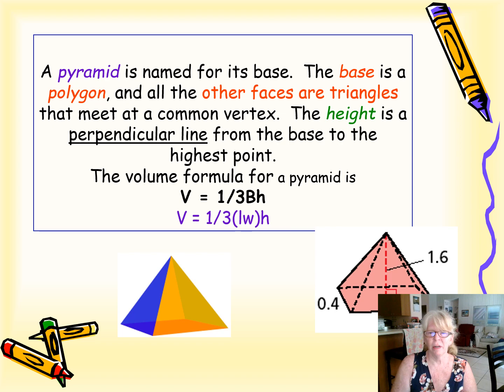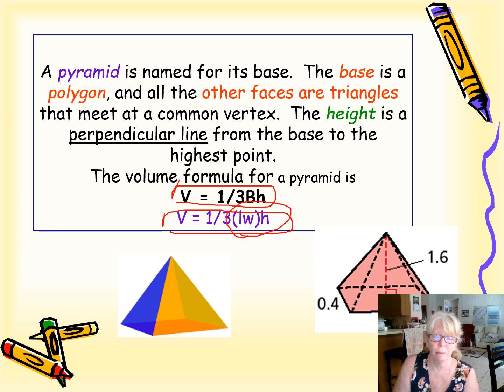Oh, I'm sorry. I thought I moved everything. So I've already explained this. The pyramid's known by its base. Its formula is the same, but because we don't have a circular base, it's simply length times width times height, and then you divide that by 3.